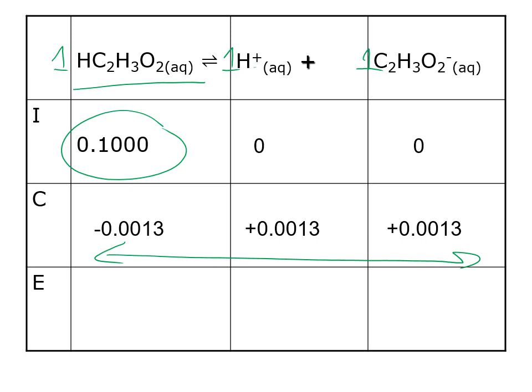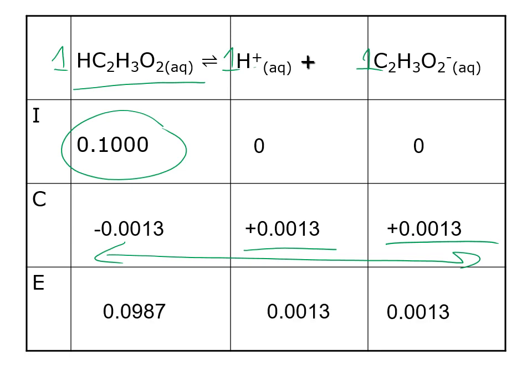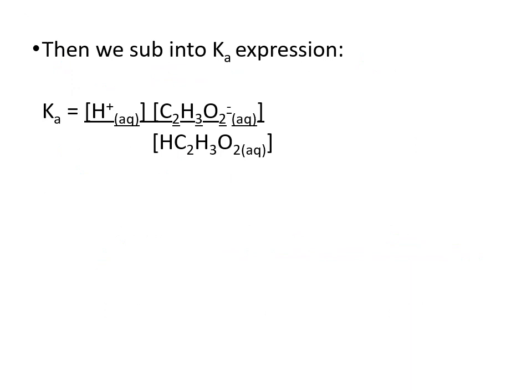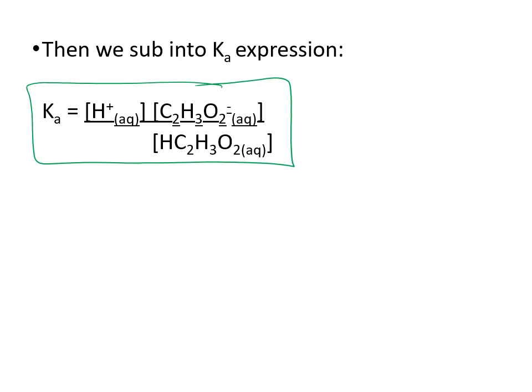So hydrogen ions are going to go up by 0.0013, and the anion, whatever it is, in this case the acetate, is going to go up by 0.0013 as well. So that gives us our equilibrium concentrations. We then put those into our equilibrium expression, and I would recommend actually writing out the generic equilibrium expression with the hydrogen ion and the acetate ion and the original acid.